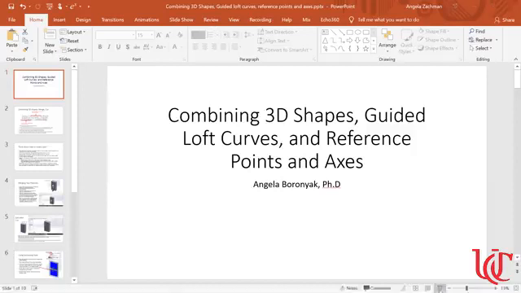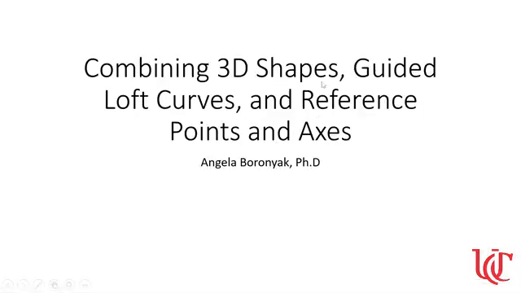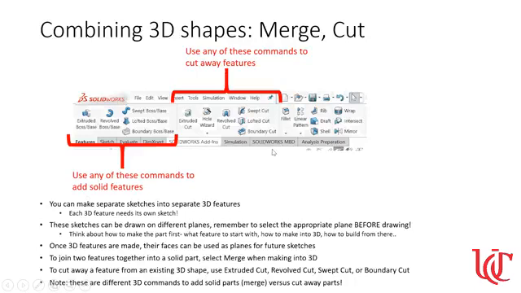Okay, so today we're going to talk about how to combine 3D shapes together, how to make a loft using what's called guided loft curves, and a little more about our reference geometry, particularly points and axes. So when you have different 3D features that you want to make into the same part, we have two different options on how to do that.